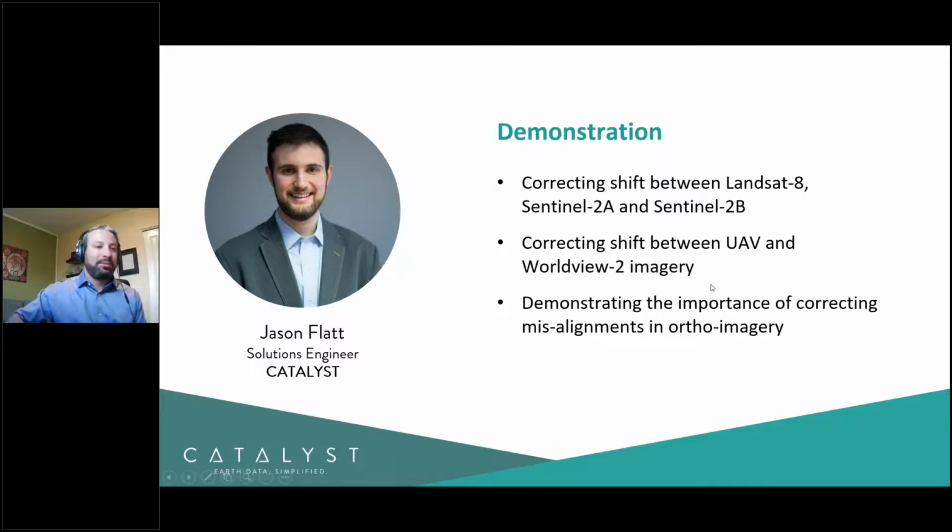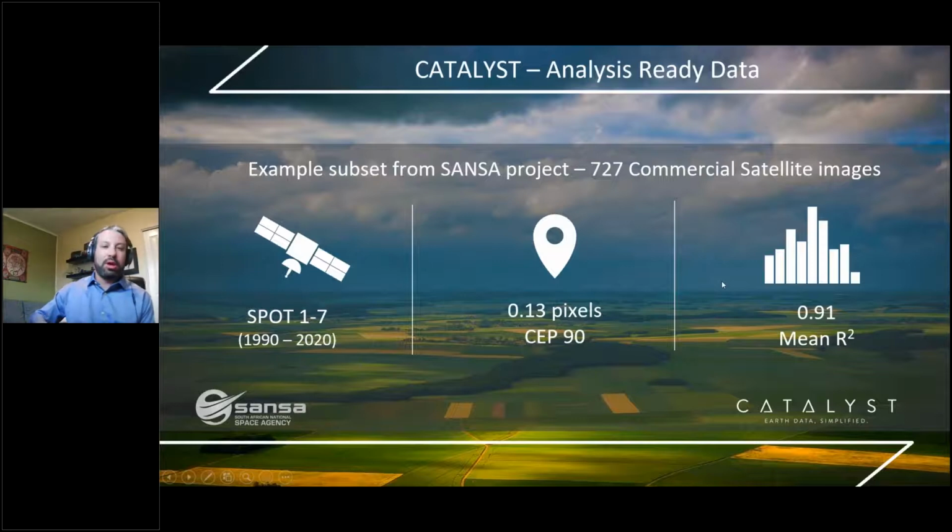So a larger project, as I alluded to earlier, was analysis-ready data, a larger workflow that includes the super registration as a key component within it. We've recently delivered an analysis-ready data workflow to SANSA, the South African National Space Agency. We're actually going to be releasing a case study soon and having a webinar with them in May, so stay tuned for that. Basically our solution is going to be converting their entire archive of SPOT 1 through 7 imagery that they've been collecting since the early 90s into analysis-ready data. So here's just a subset of some of the early results that we got with them.